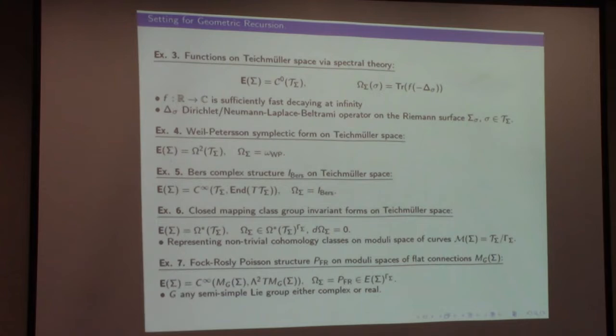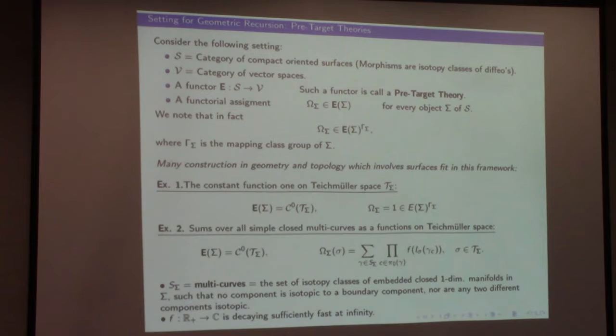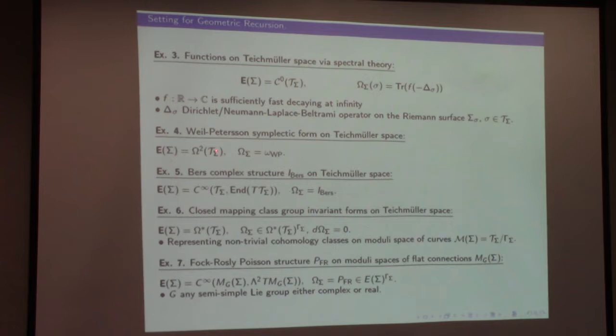So those are three examples that just involve one target theory, namely continuous functions on Teichmüller space. Sorry, I misspoke, it's a pre-target theory, right? You will see what target theories are in a second. Okay, so now I want you to look at another target theory, and in this case I want two-forms on Teichmüller space. The particular two-form I'm interested in is the Weil-Petersson symplectic form on Teichmüller space.